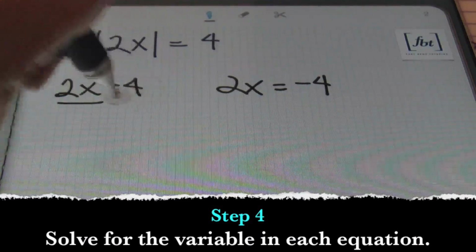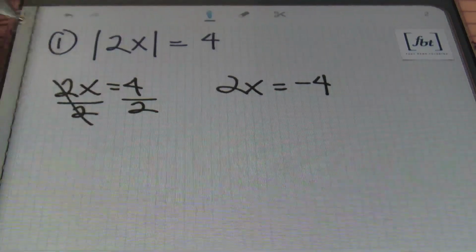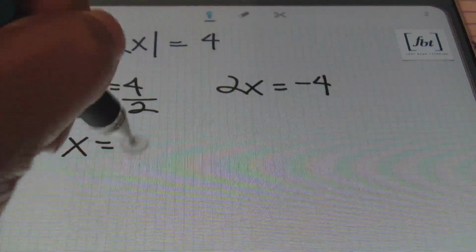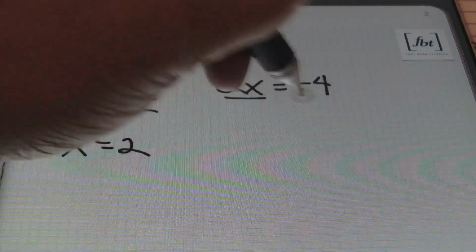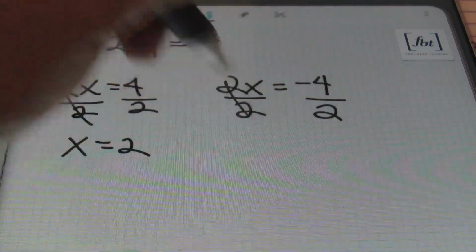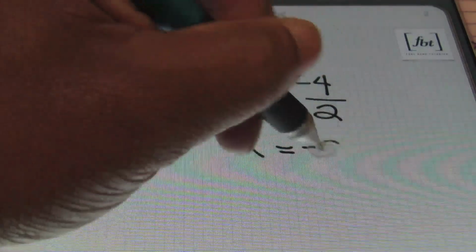So next, I'll be dividing both sides by 2. I have my 2's canceling out, and x equals 2. Then on the right side, I can divide both sides by 2 here, and x equals -2.